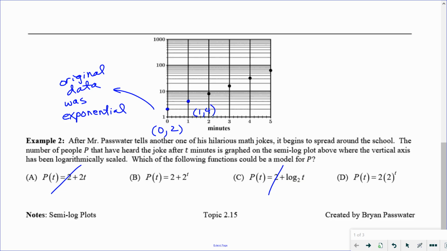So these points have to make the problem true. If I plug in 0, I have to get 2. So let's try it. If you put a 0 right there, 2 to the 0 is 1, and 1 plus 2 is 3. That doesn't seem right. So let's start over here. 2 to the 0 is 1, and 1 times 2 is 2. That seems good. Let's try 1. 2 to the 1 is 2, and 2 times 2 is 4. Okay, so that's just the general idea on that one.